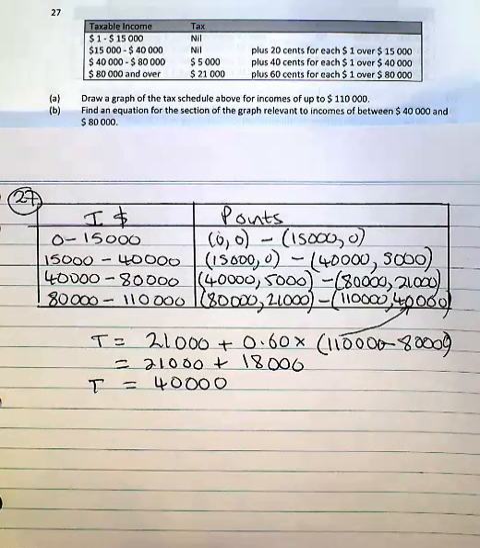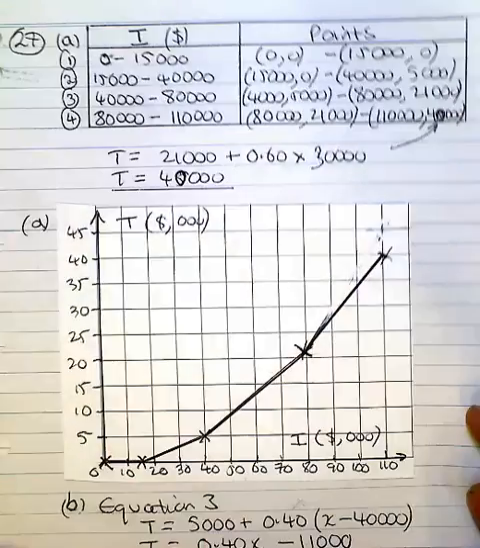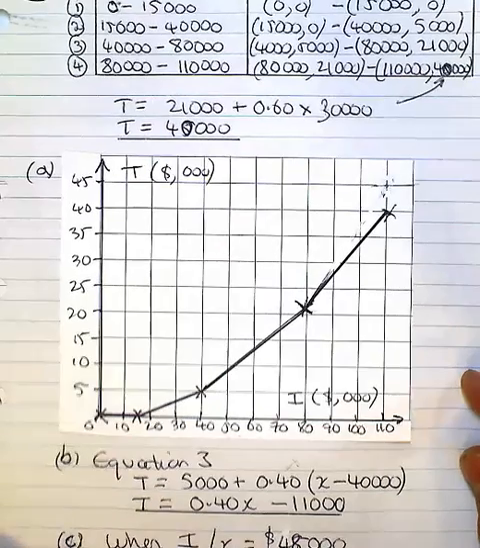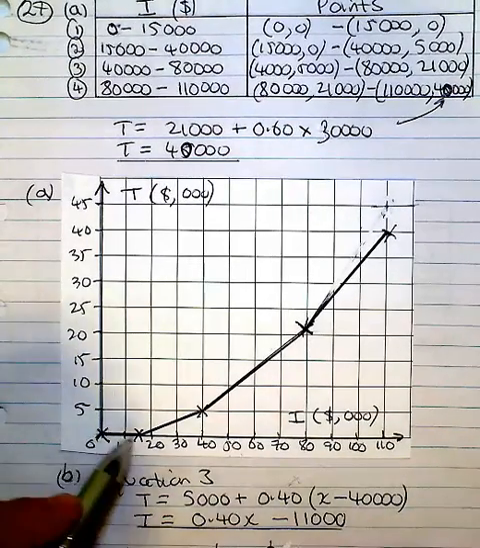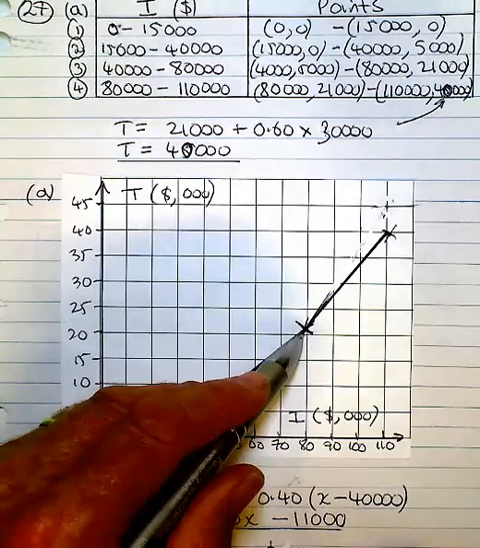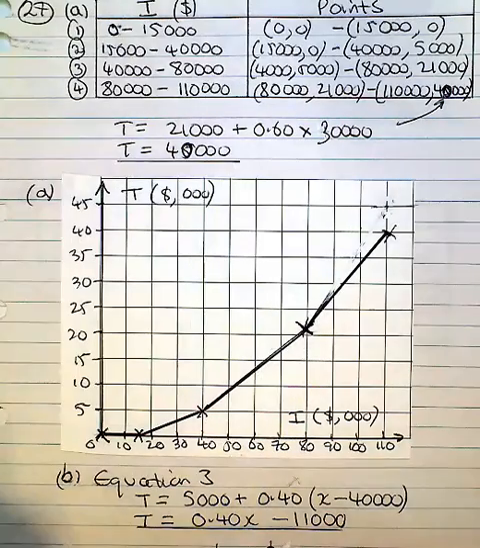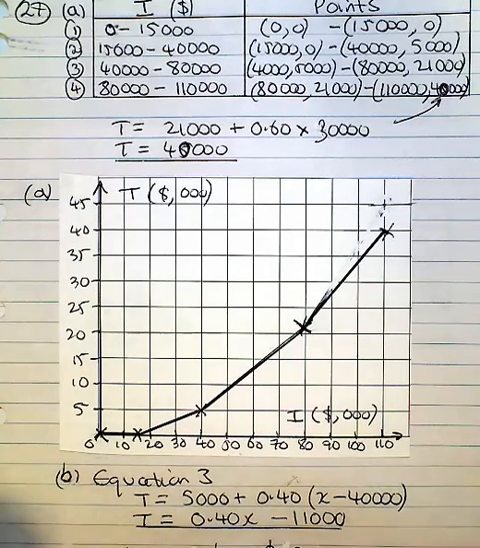It's a relatively straightforward thing to graph these onto a graph. Using the points, you can see what I've done here. So 0 to 15, then 15 to 40, then 40 to 80, and finally 80 through to 110. When it comes to finding the equation, you can either use the two-point method or you can read off and interpret the equation with respect to the information given.